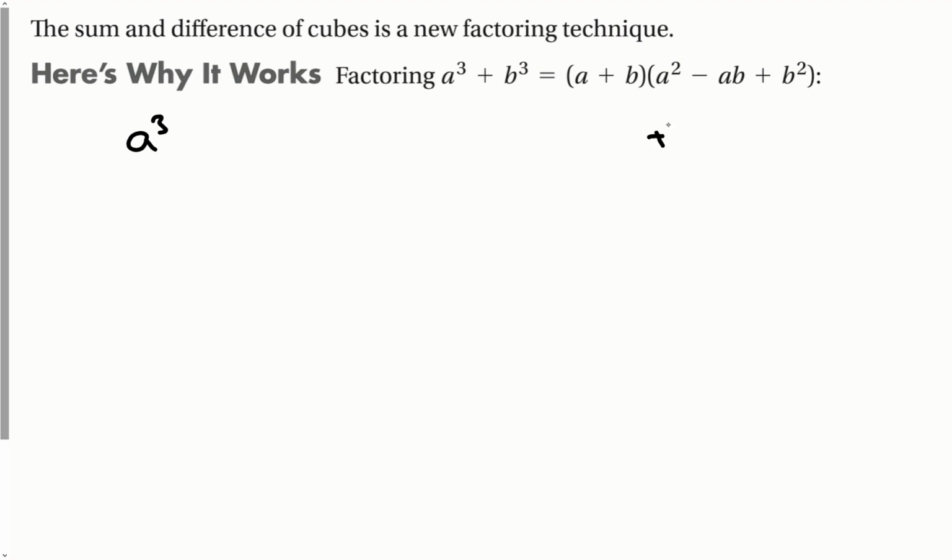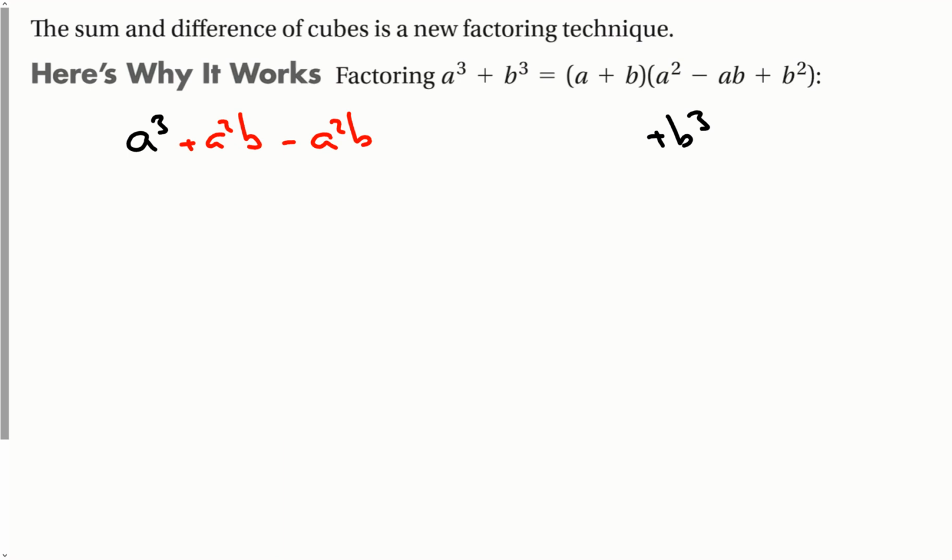So we're going to change this a little bit. I'm going to put some space in here, and then we're going to add some stuff to this. We're going to add an a squared b. But if you add an a squared b, you have to take it away, or else you've changed the equation.